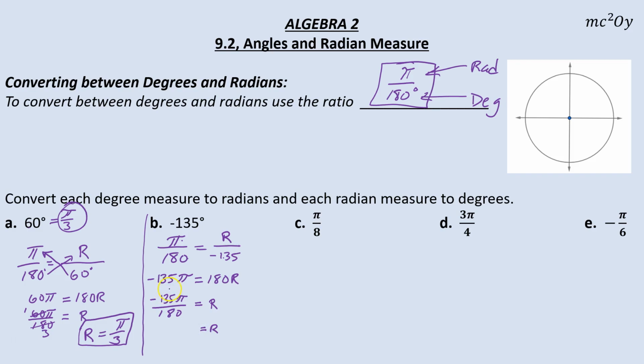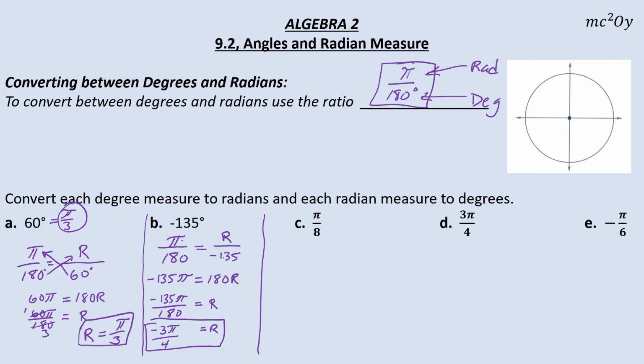So in that case, r is, well, we have to reduce what goes into 135 and 180. Well, I believe 9 does. Actually, 45 does. 45 goes into 135 3 times. We keep the pi. And 45 goes into 180 4 times. Negative 3 pi over 4. Once again, 3 pi over 4 is another one you will study.